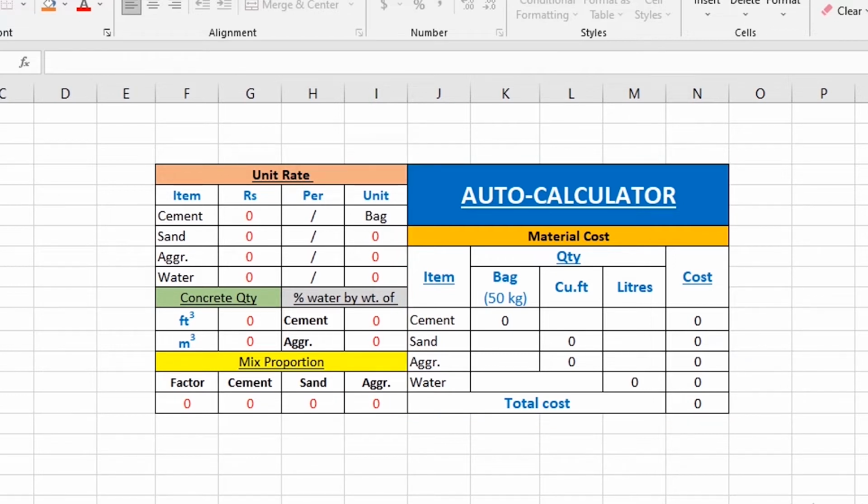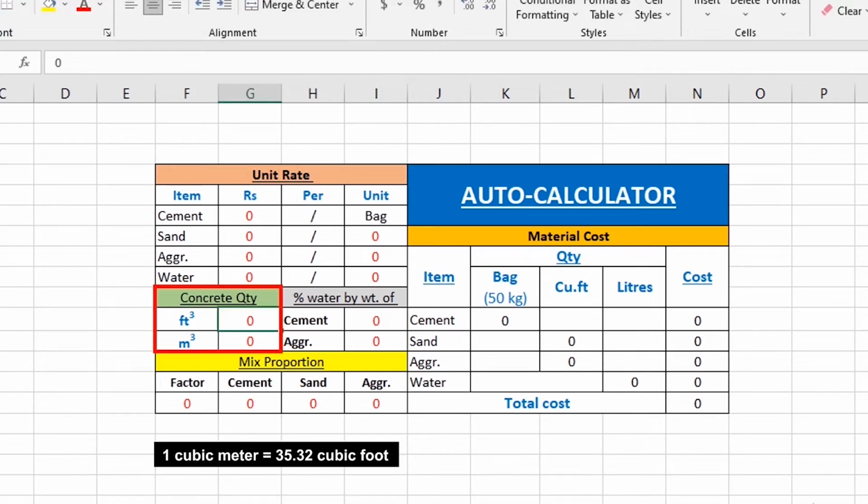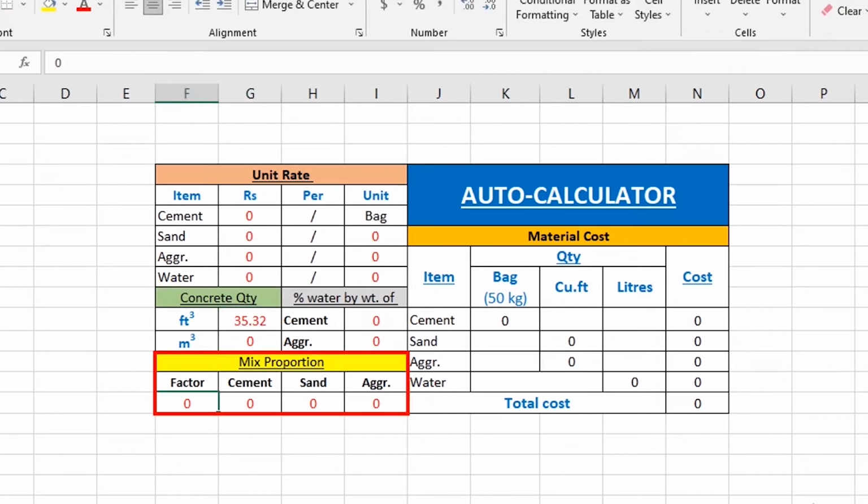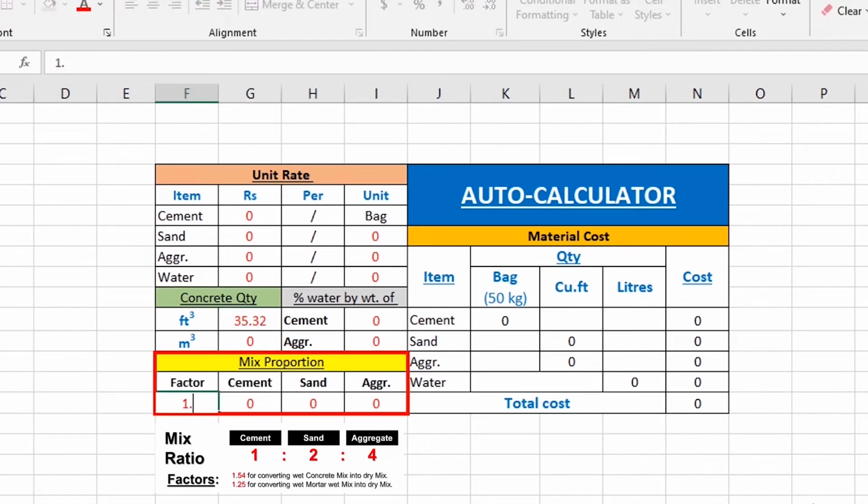Suppose the required quantity of concrete mix is 1 cubic meter, which is equal to 35.32 cubic foot. We use 35.32 cubic foot instead of 1 cubic meter. The commonly used factor to convert wet mix into dry mix is 1.54. Mix proportion is 1 to 4. Enter 1 for cement, 2 for sand.